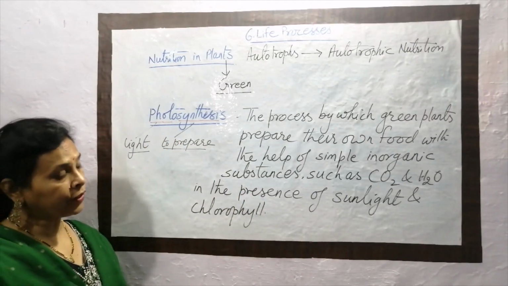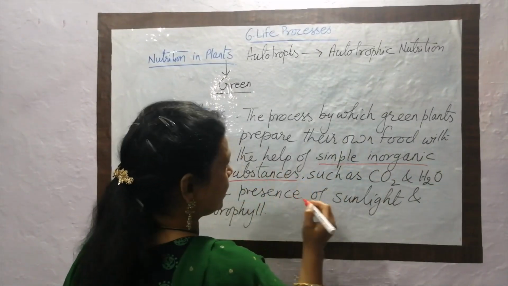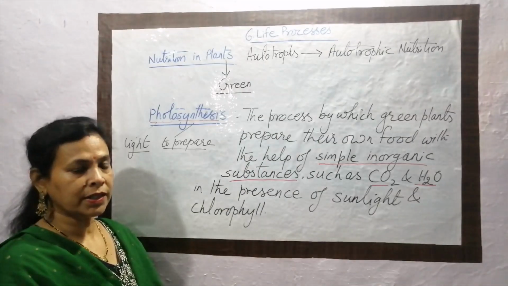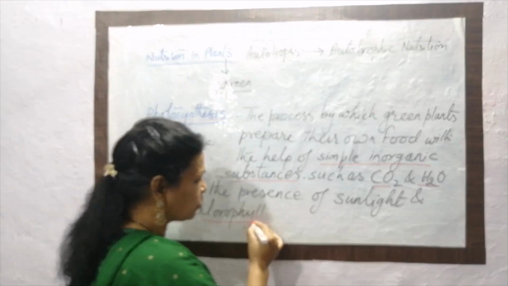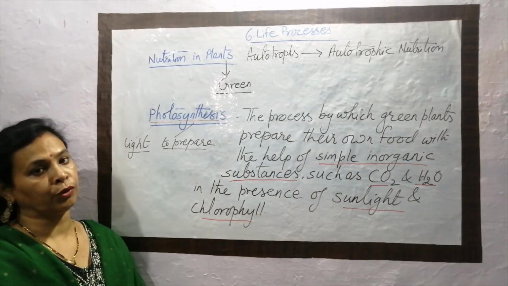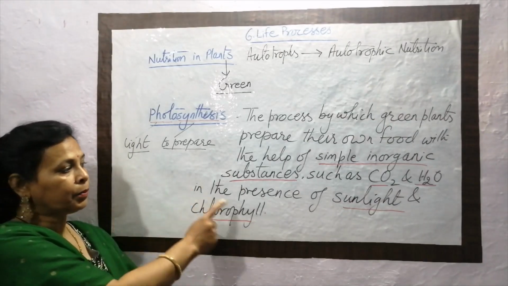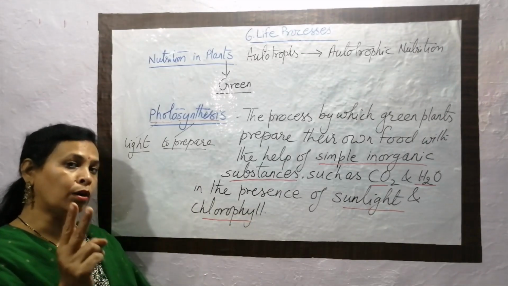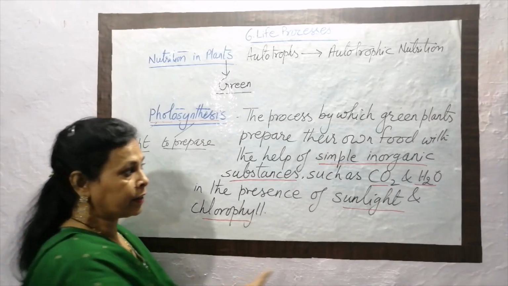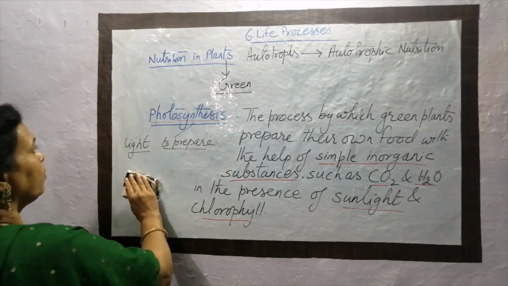एक ऐसा process which is completed in the presence of simple inorganic substances. And what are those inorganic substances? This is carbon dioxide and water. And what is the essential condition? Is the presence of chlorophyll and in the presence of sunlight. So this is the process called photosynthesis. A simple process that is performed with the help of light in the presence of chlorophyll. And only two raw materials are needed, that is two inorganic substances, called carbon dioxide and water. Let's study about these raw materials.